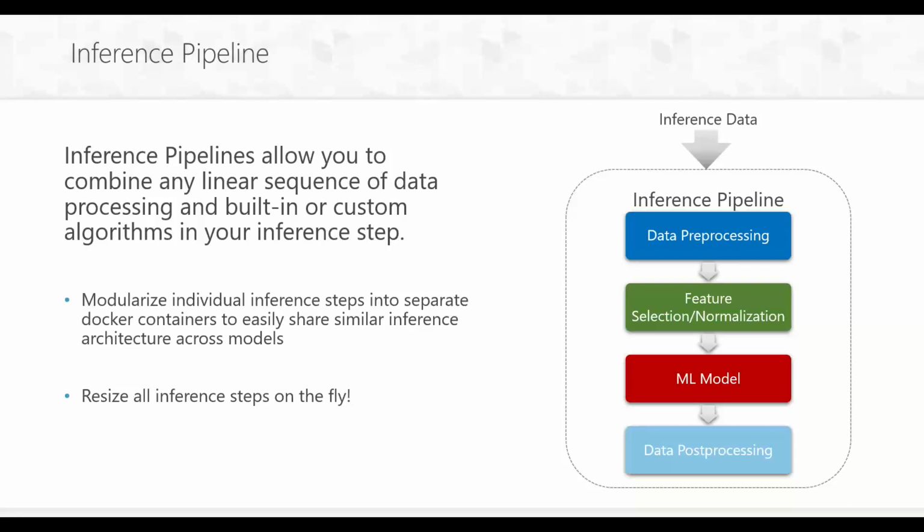So this can take a lot of different steps into account when you're just predicting on your production data. And what Inference Pipeline does is it modularizes each step in your inference stage. And so you can resize all these inference steps on the fly. So if some specific step in your inference stage takes longer than the others, then you can resize that specific step without having to resize the entire pipeline.